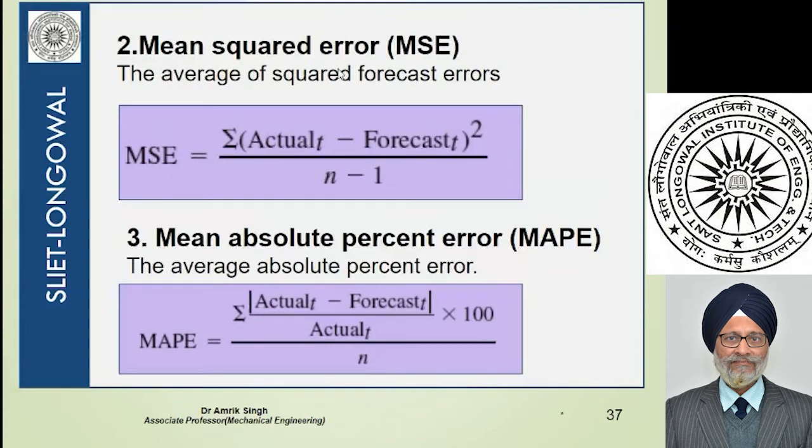Now second is the mean squared error. This is calculated by the sigma of actual t minus forecast t, squared, the summation of all those, divided by n minus 1. Third is MAPE, the mean absolute percentage error. So MAPE is the mod of actual minus forecast upon actual, into 100, sigma, divided by n. This way we can make the forecast, check their correctness, and minimize the error.